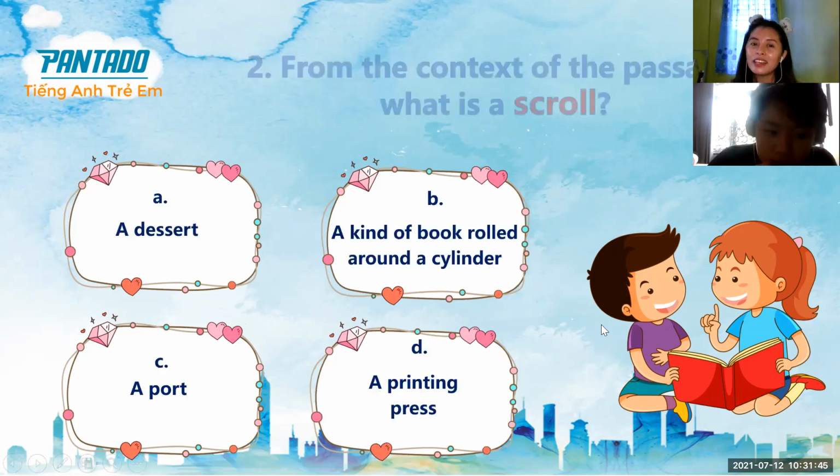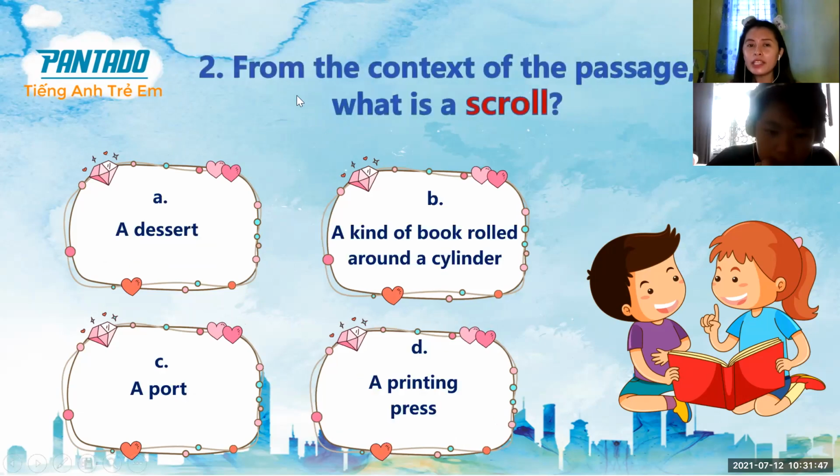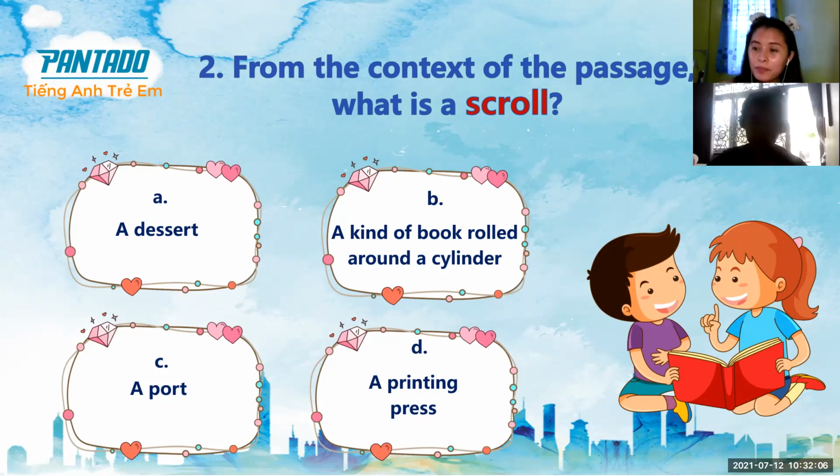Okay, next one. From the context of the passage, what is a scroll? Scroll. It is a kind of book rolled around a cylinder, or a port, or a printing press.